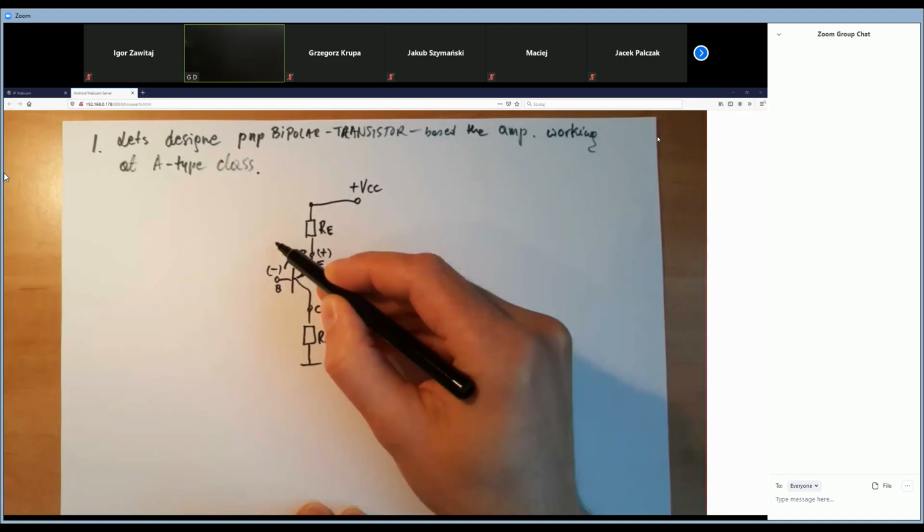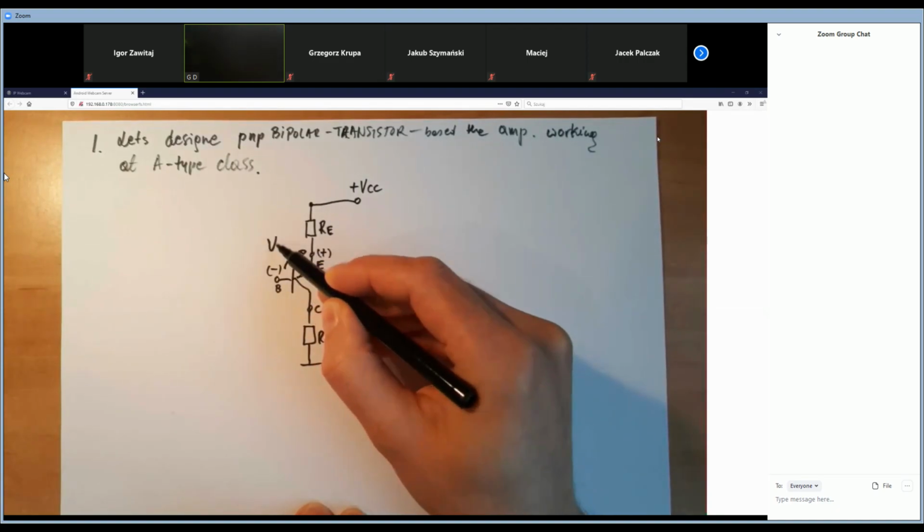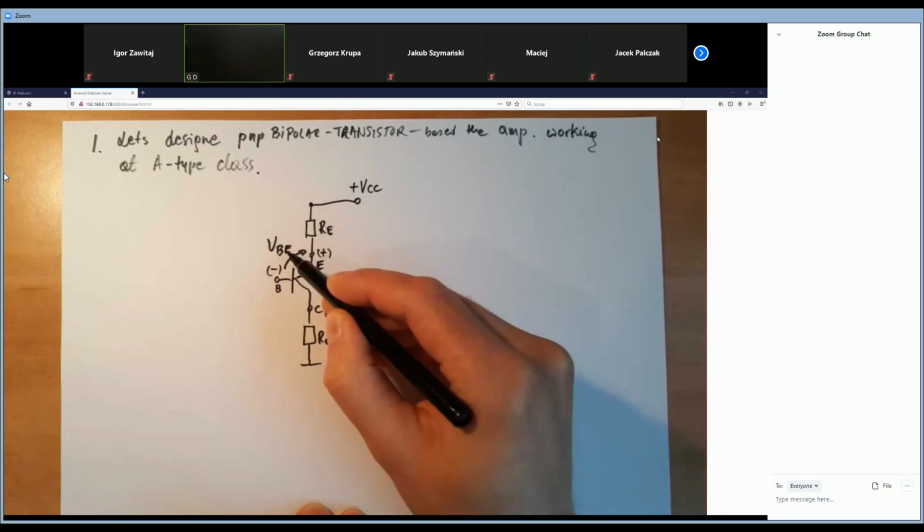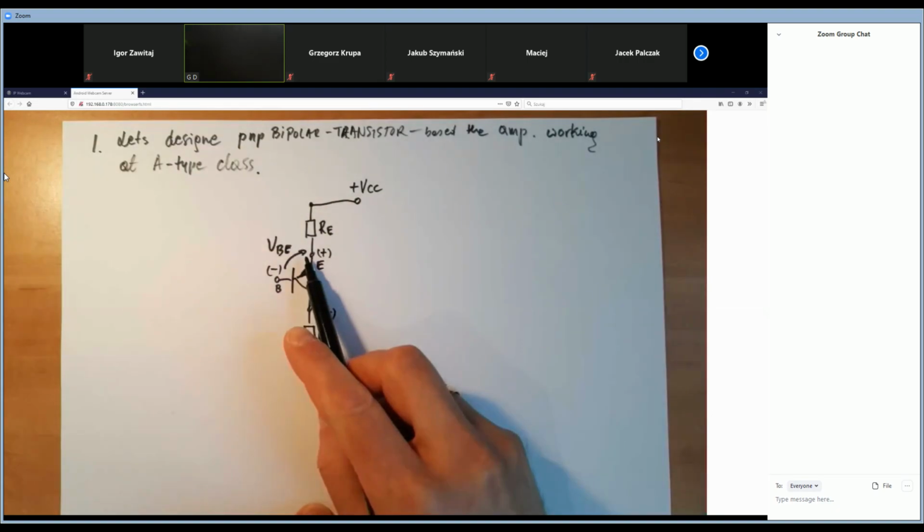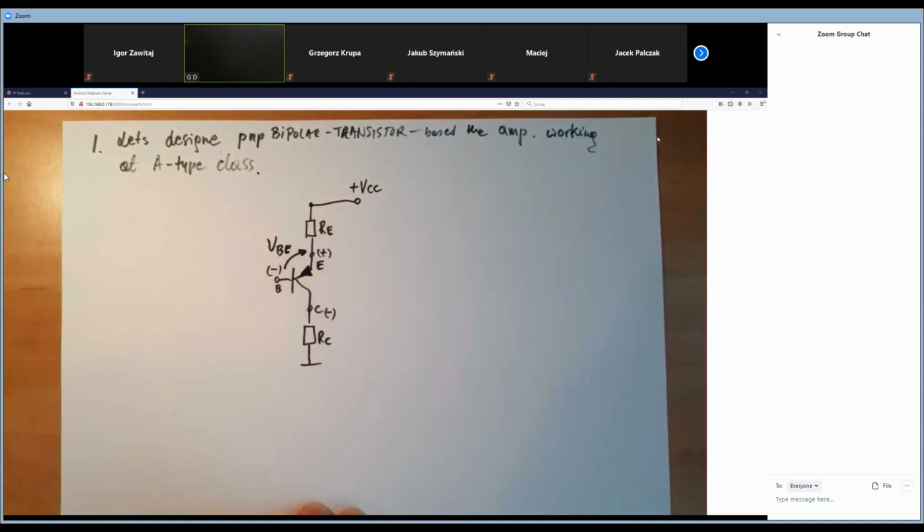Because the base potential should be lower than the potential of the emitter, the voltage drop VBE should be assigned like that. The arrow should be here. Okay, we've got it. All right, we have to polarize the base. How? Look.